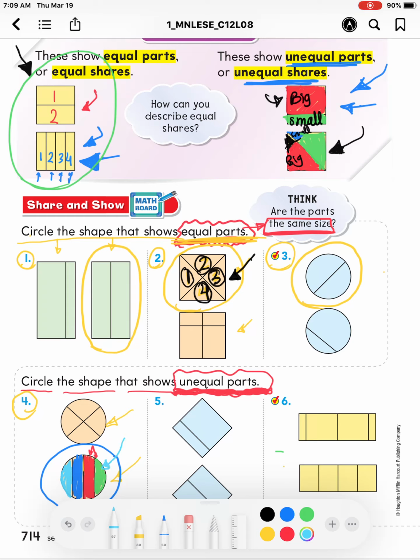So this part here and this part, yes, those two parts are equal. But we are not talking about two parts. We are talking about the whole shape. The whole shape shows unequal parts or equal parts? Of course, unequal parts. Check the next part. This is bigger than this one. This is small. This is big. So we don't have equal parts here. This shape shows unequal parts. Let's move to question number 5.